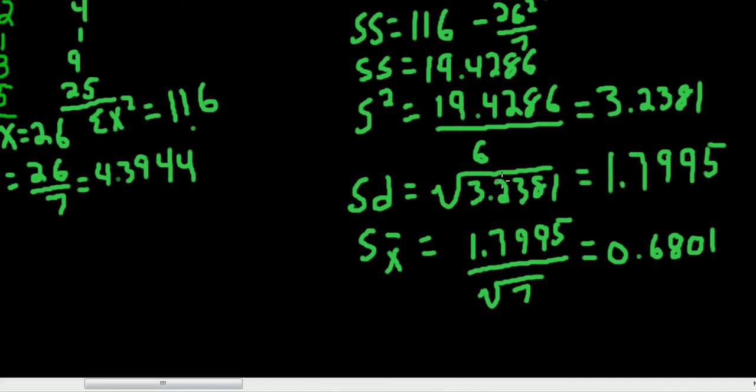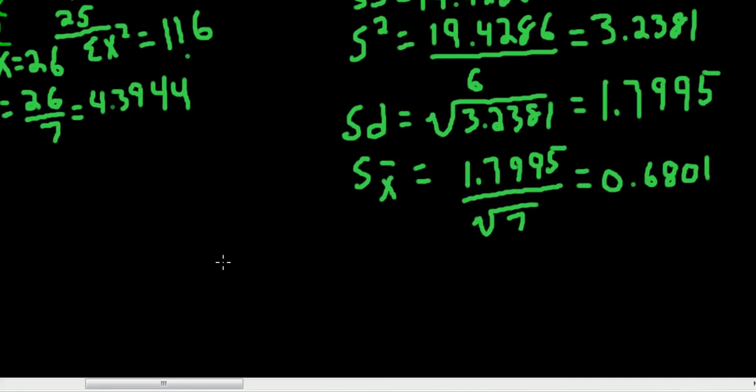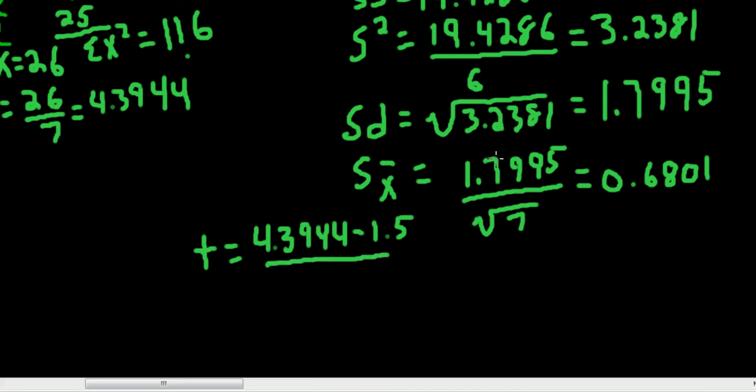So this allows us to compute our t observed. So our t observed is going to be our sample mean, which is 4.3944, subtract our population mean of 1.5 and divide it by our standard error of 0.6801. Gives us a t observed value of 4.26.